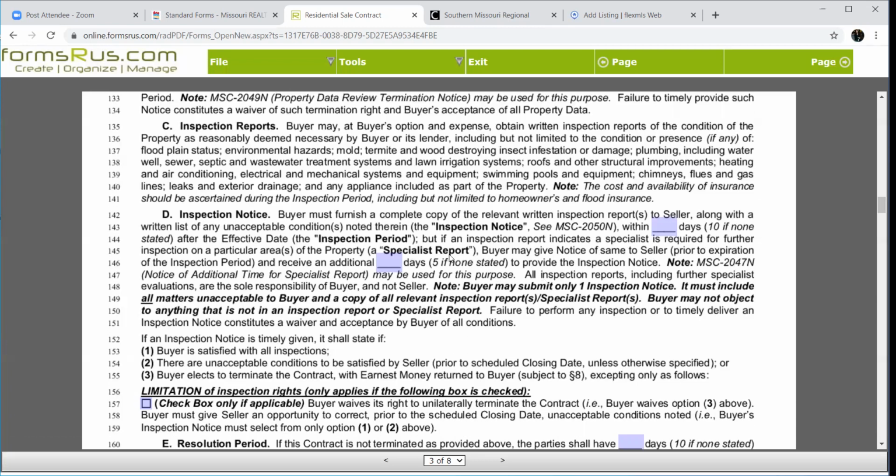All right, inspection notice. The buyer must furnish a complete copy of the relevant written inspection reports along with a written list of any unacceptable conditions on this form, the inspection notice, which I will show you. It is 10 days by default. I would encourage you to make this 15, just to make sure you've got time for the inspectors to get there, get the report back, and you have time to review that report with your clients, okay?